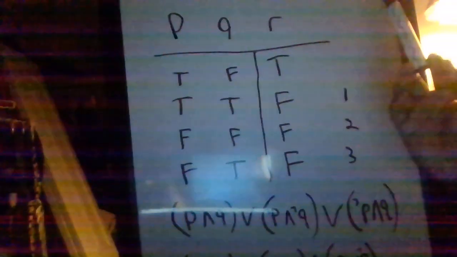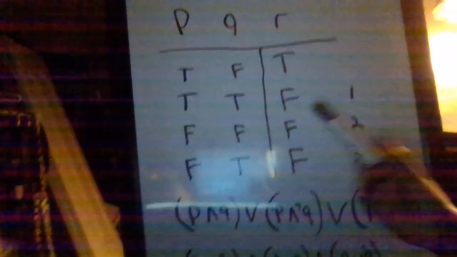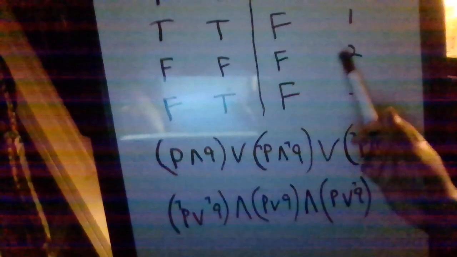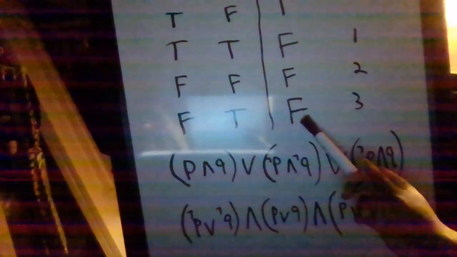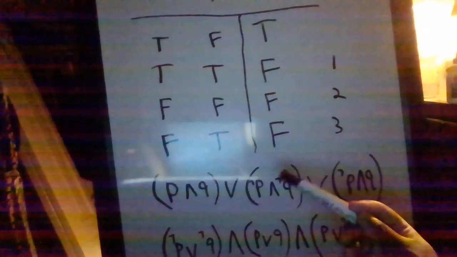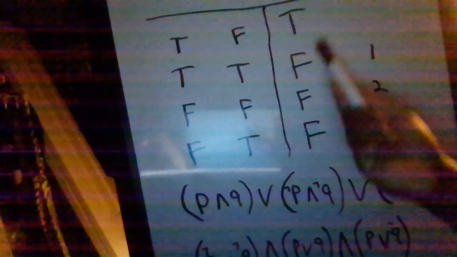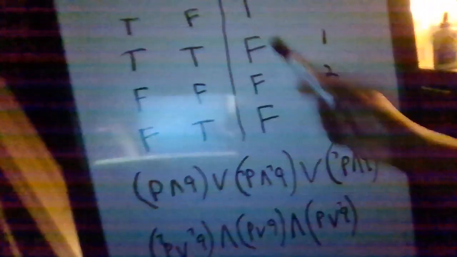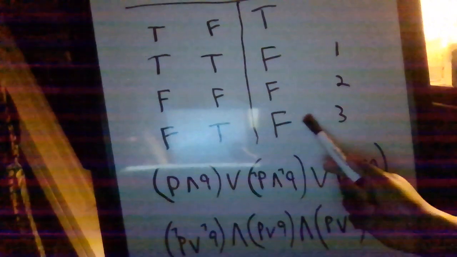The reason we are going to do that is we are trying to find each of the scenarios at which we end up with a false statement. So we have the first one right here, the second one right here, and the third one right here. There are three falses in total: one, two, three. These are the scenarios that will result in R being false: P true and Q true, P false and Q false, and P false and Q true.